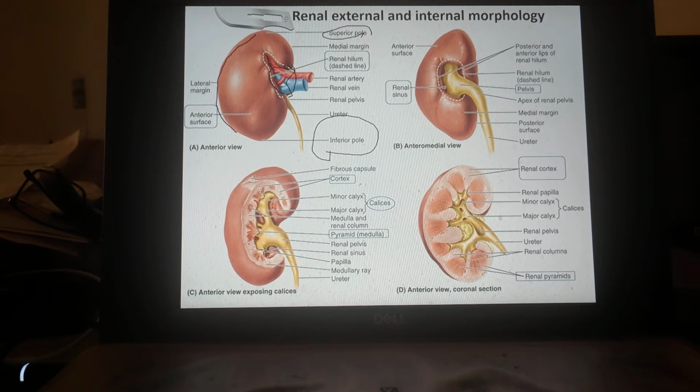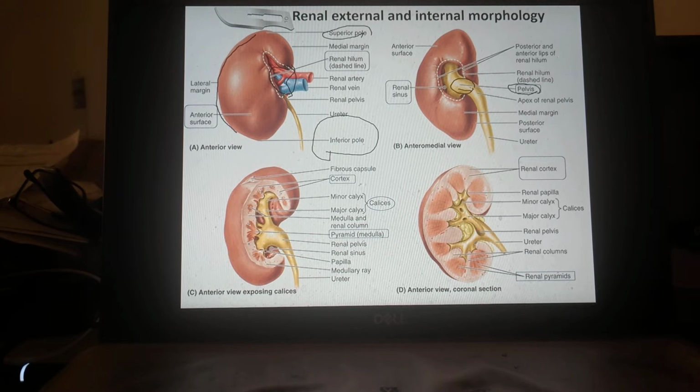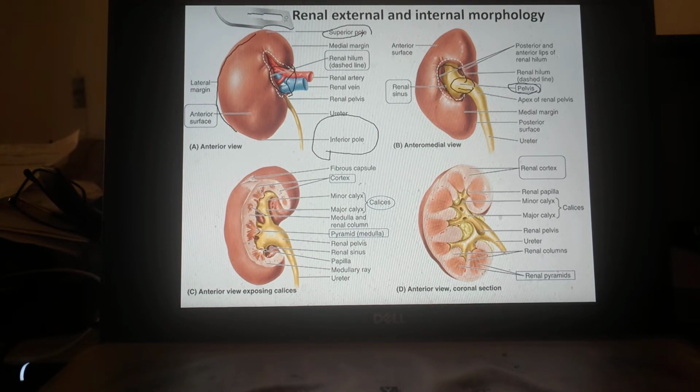The ureter here is dilated, and this dilated part of the ureter is called the renal pelvis. So what is the renal pelvis? It is the dilated upper part of the ureter, and it could be inside the kidney or outside the kidney. It could be intrarenal, it could be extrarenal. The area where the ureter enters or leaves the kidney is called the renal sinus.